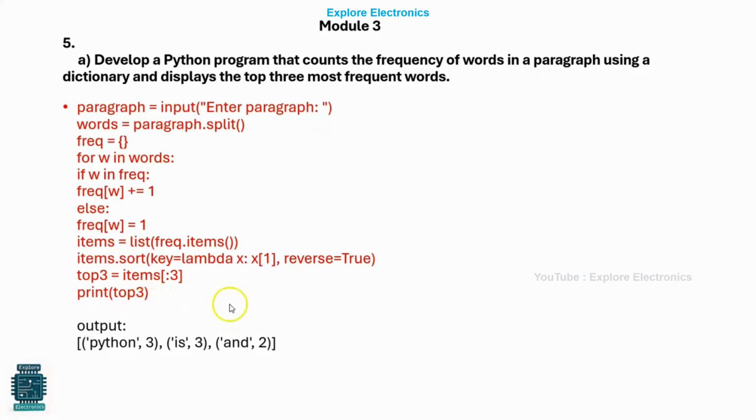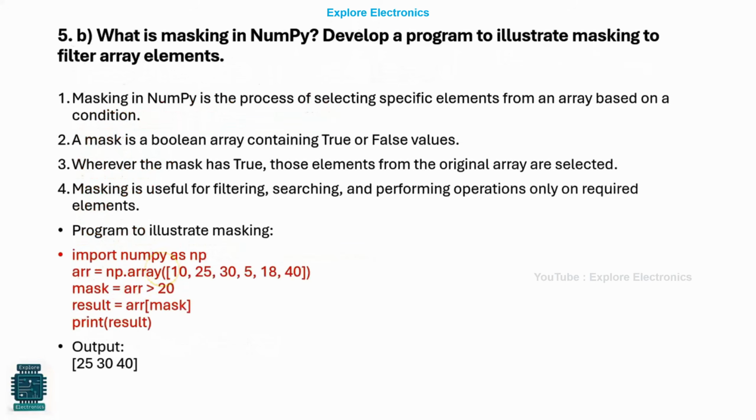Here, I have taken an example, that is "Python is Python and". In that, I will get Python 3 times, is 3 times and 2 times. Clear with the example? If not, watch once again clearly and understand. And the next question is, what is masking in NumPy?